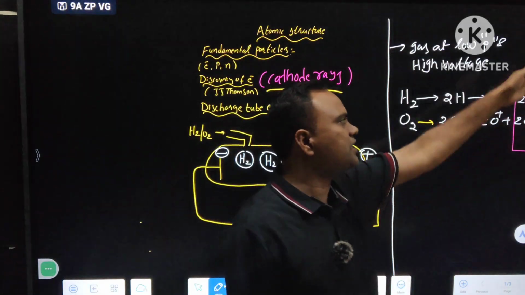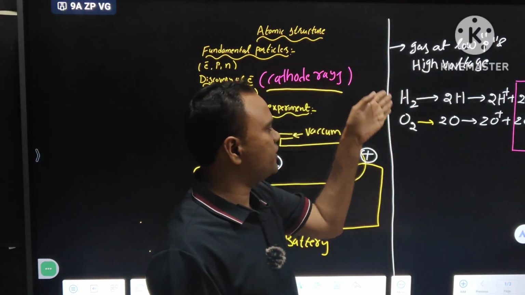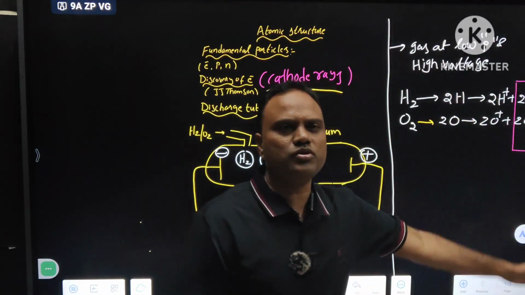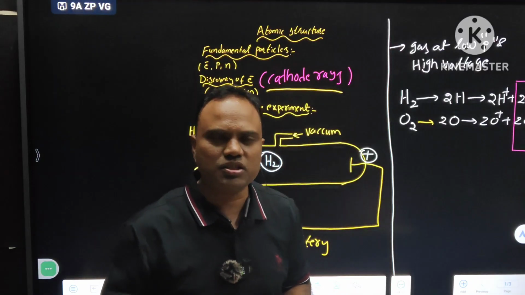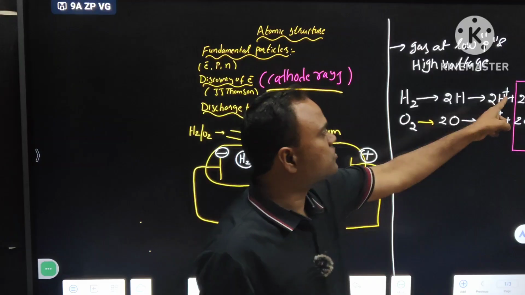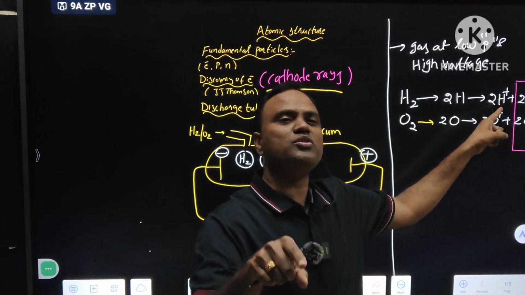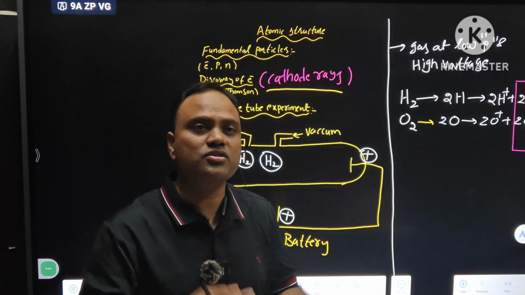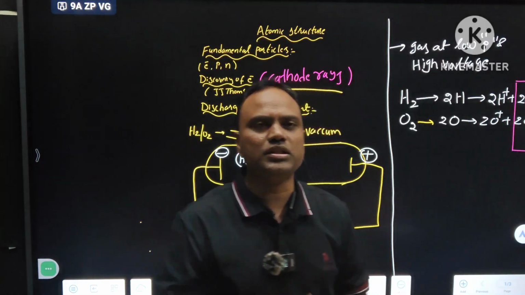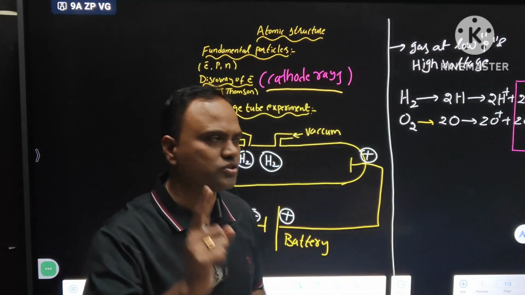The generated electron is the same only. When you take H2, O2, or Cl2, you get e minus, e minus, e minus each time. Is there any change in the formula of the electron? No. But when you take H2, different positively charged particles are generated, meaning different protons are generated. So the nature of the protons depends on the nature of the gas present in the discharge tube.